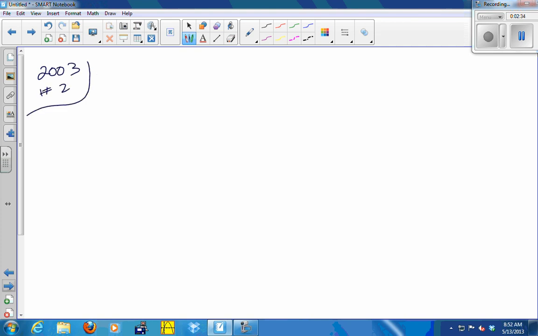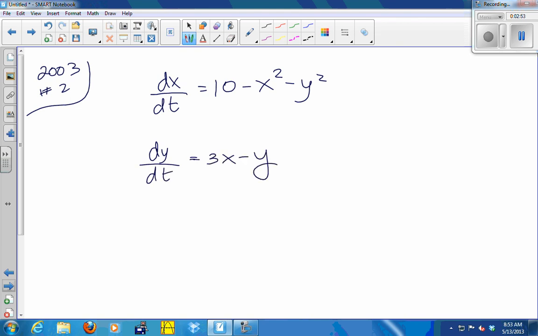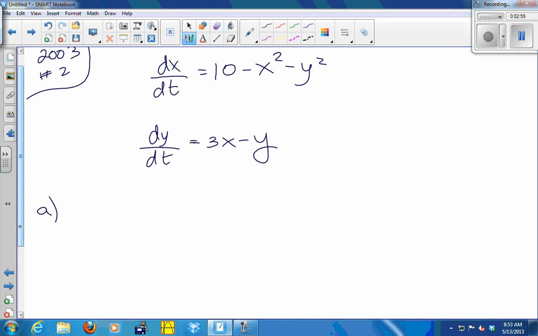So 2003 number 2, this was actually on your take-home test that I just gave back, and I'm pretty sure most of you got it. So I don't know if we need to go over it, but we're supposed to determine all equilibrium points of the system. That's part A. So in that case, you just set both equations to 0, and we have to solve for x and y.